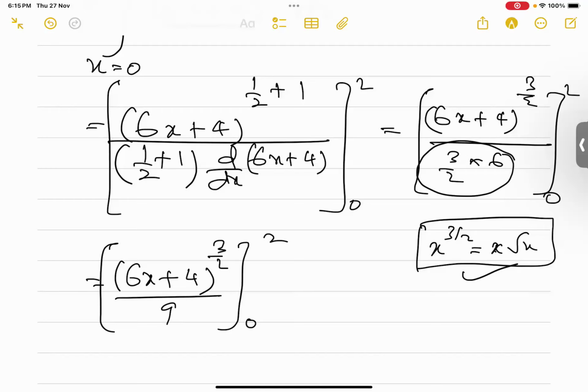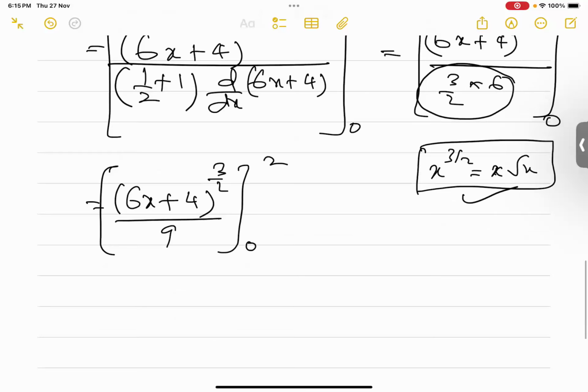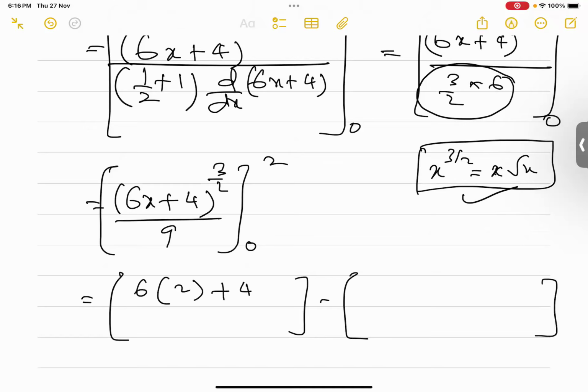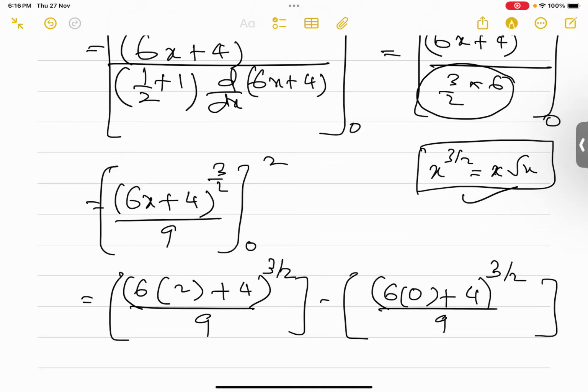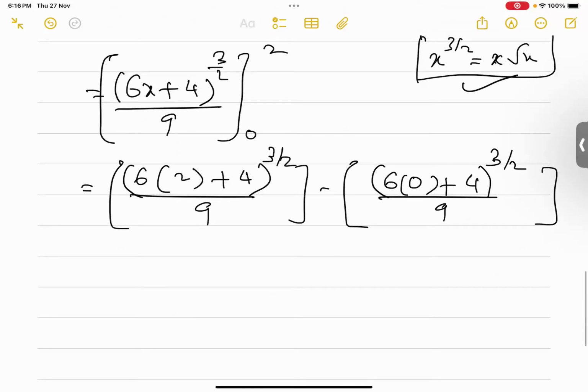0 to 2. Box minus box. 6 into 2 plus 4 raised to 3 by 2 upon 9, minus 6 into 0 plus 4 raised to 3 by 2 upon 9. First put the upper limit, then the lower limit.